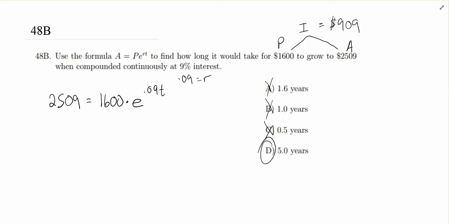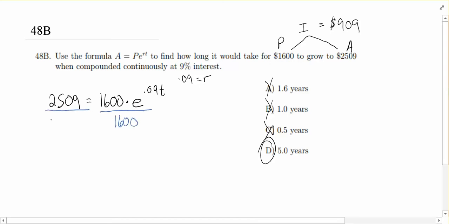Now, to go through with actually solving this, you'll notice that I wrote the multiplication sign in between 1600 and the e. This is to remind us that in order to get the variable by itself, we need to undo multiplication. We do that with division. I like to write the multiplication sign to remind myself of that because it's tempting to do subtraction sometimes instead. I'm just going to leave the fraction over here on the left. So we have e to the 0.09t.